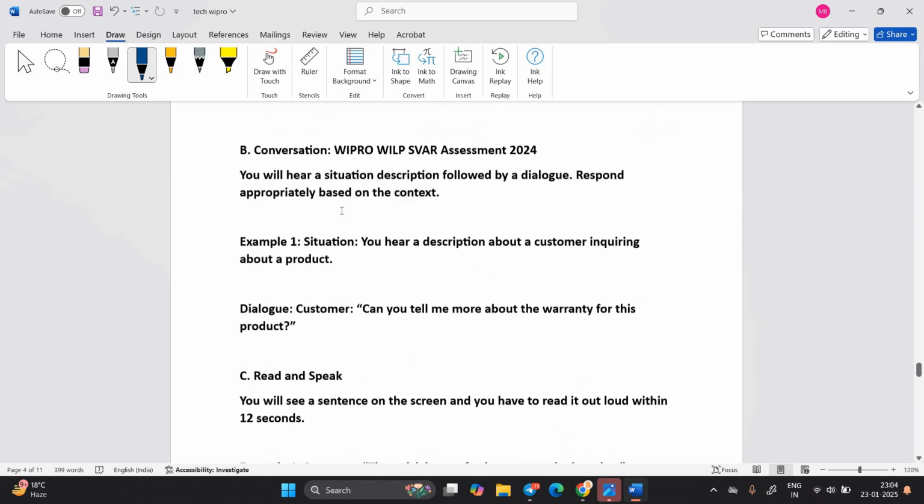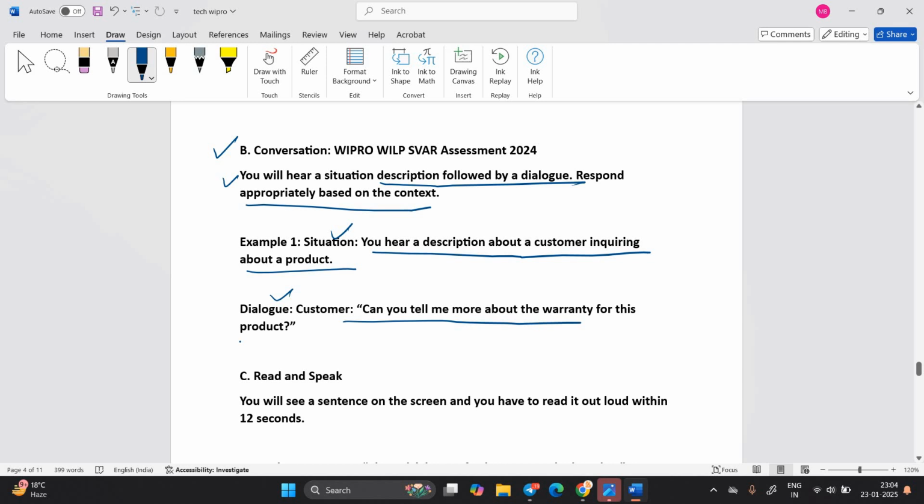3 such questions will be asked. Next is related to conversation. In the conversation you will hear a situation description followed by dialogue, respond appropriately based on context. Situation is you hear a description about a customer inquiring a product. Dialogue: Customer, can you tell me more about the warranty for this product? Okay. So this is the example and this is the dialogue.